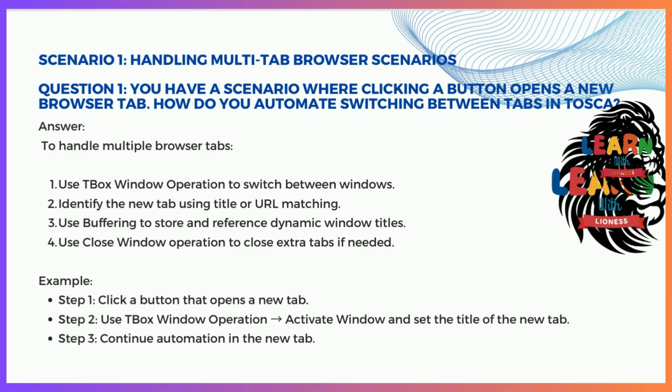Example. Step 1. Click a button that opens a new tab. Step 2. Use TBox Window Operation, Activate Window, and set the title of the new tab. Step 3. Continue automation in the new tab.